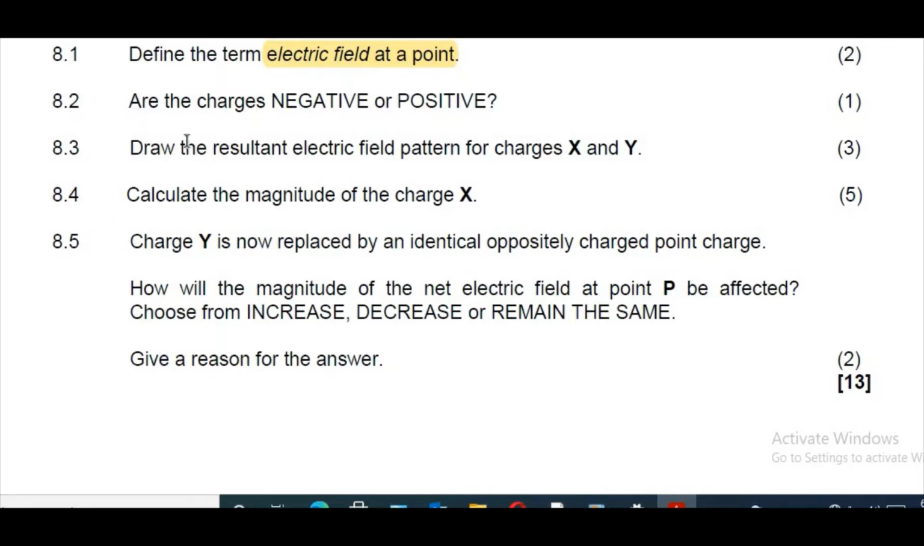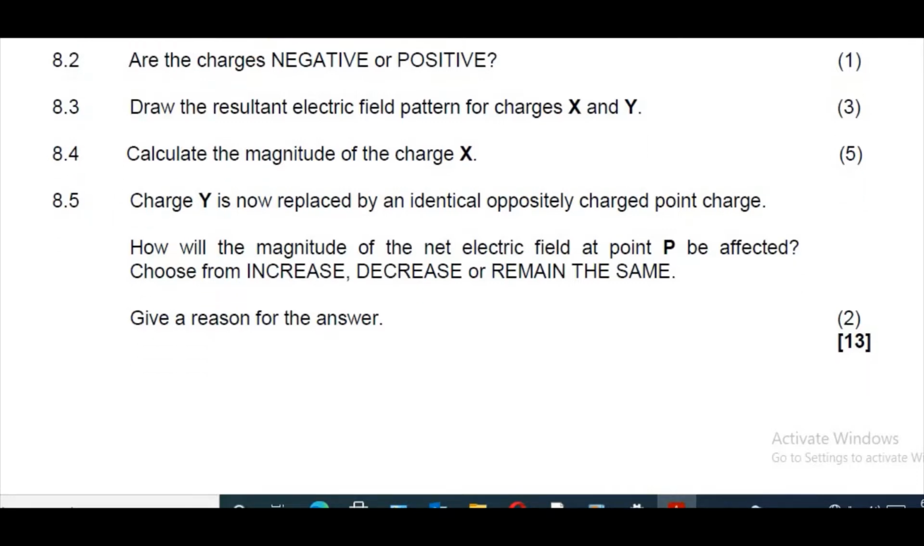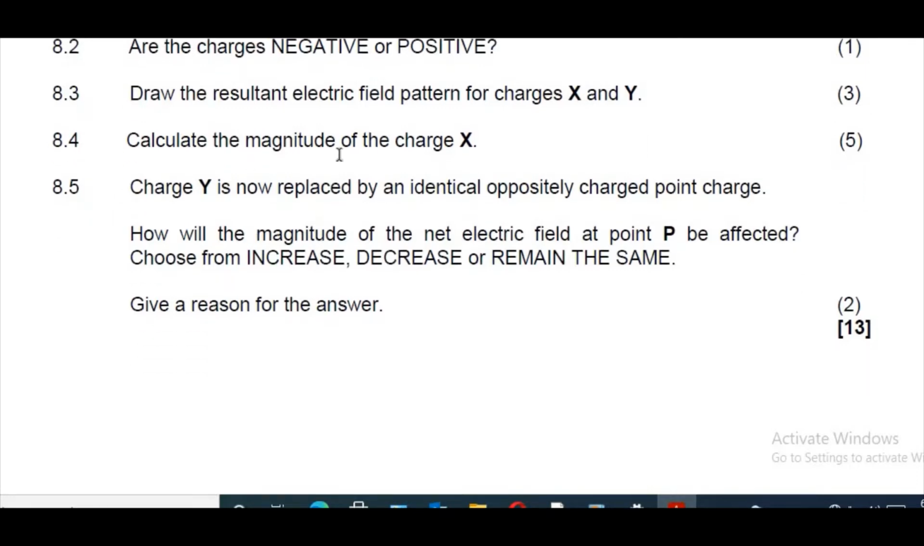And then 8.3 says we must draw the resultant electric field pattern for those two charges X and Y, right? And then 8.4, we must calculate the magnitude of the charge X. We must find out what the charge X is, its magnitude in coulombs, right? It's 5 marks. It's going to be a very interesting question, you'll see.